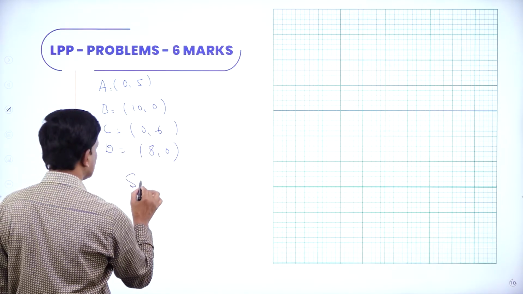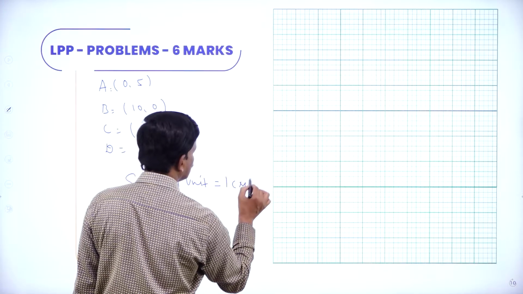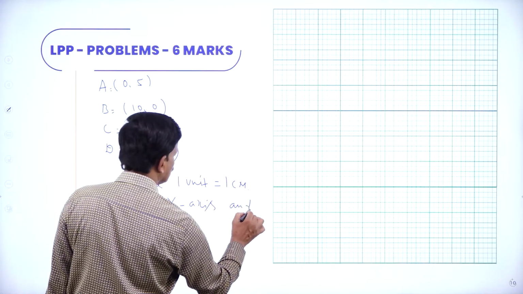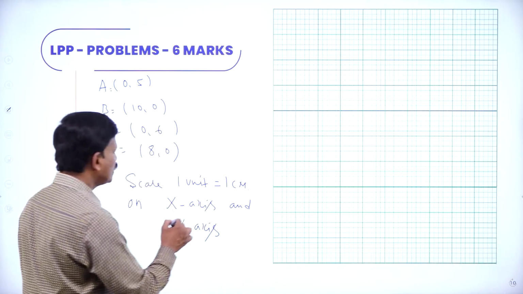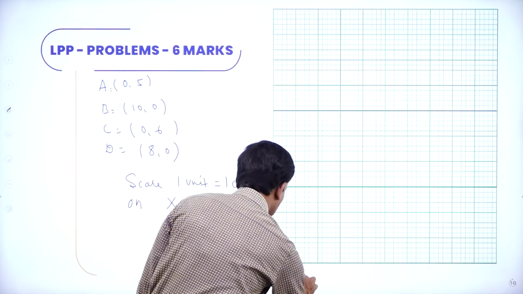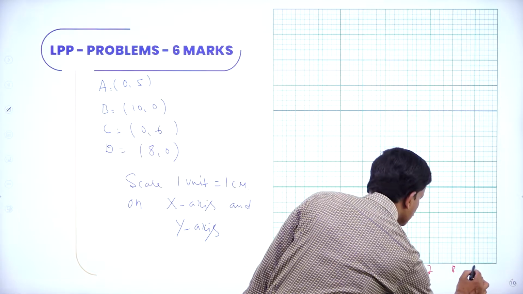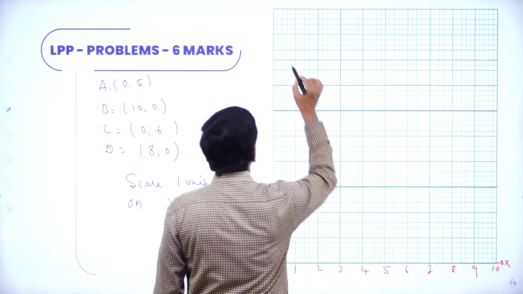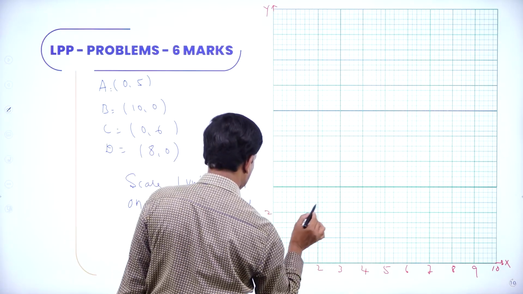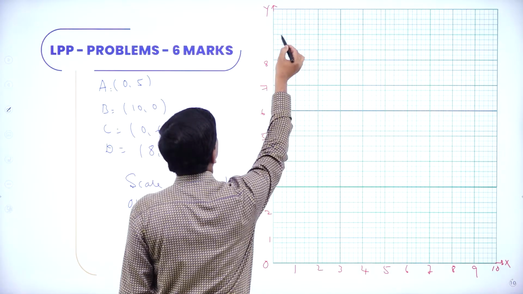Now, let us consider a suitable scale. Scale: 1 unit is equal to 1 centimeter on the x-axis and the y-axis. Now, on the x-axis we mark 0, 1, 2, 3, 4, 5, 6, 7, 8, 9, 10. On the y-axis, again it is 1, 2, 3, 4, 5, 6, 7, 8, then 9 and 10.